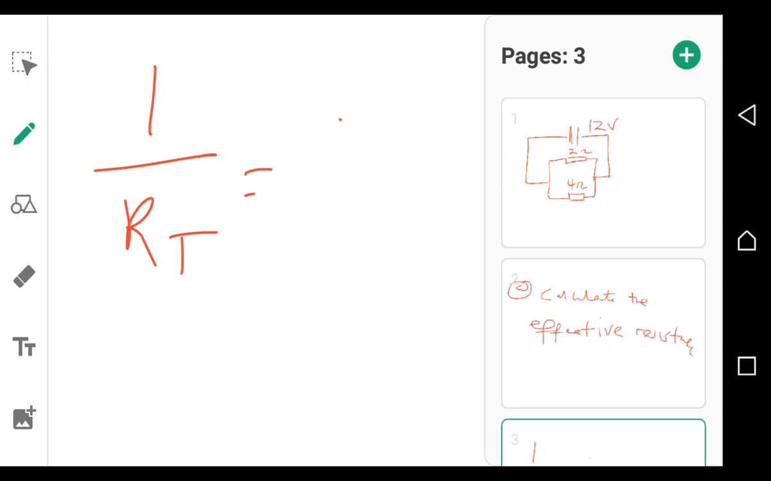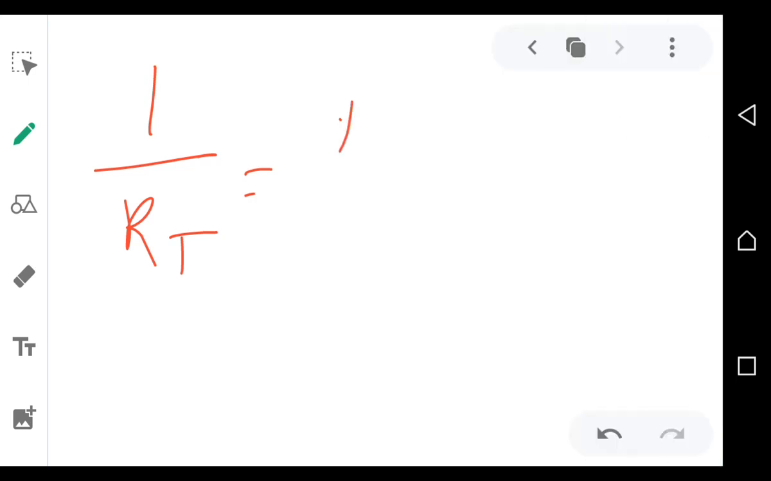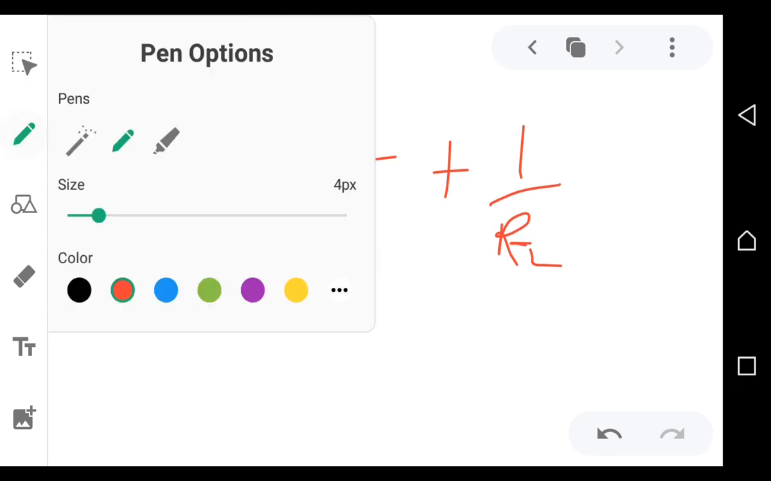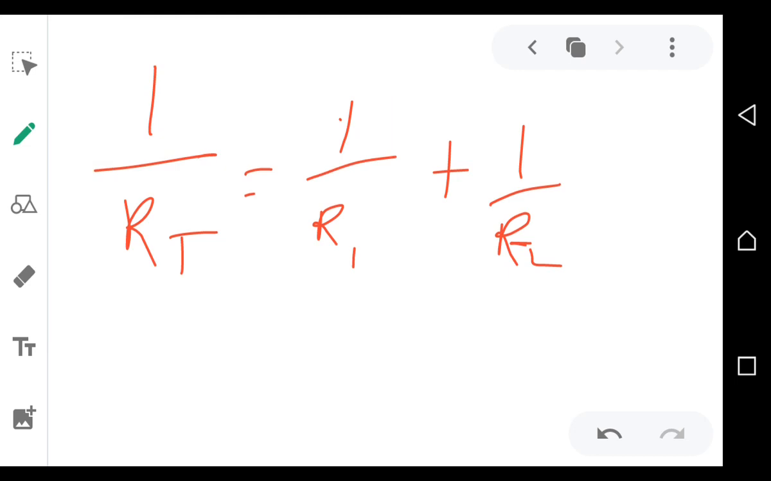There is 2 and 4 ohm. So it means I'll put 1 over resistor 1 plus 1 over resistor 2. If the resistors were 3, it would be plus 1 over resistor 3. If there are 4, plus 1 over resistor 4. So according to the number of resistors, that's how you are going to write. But always at the beginning, make sure you put 1 over RT. Never forget it.